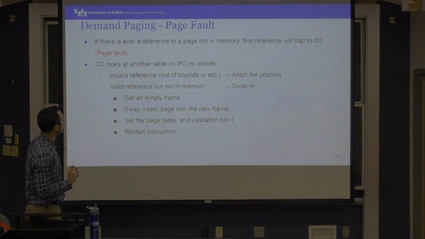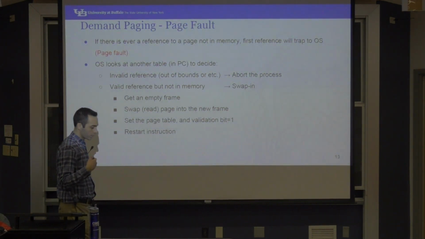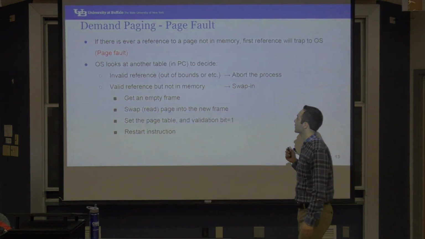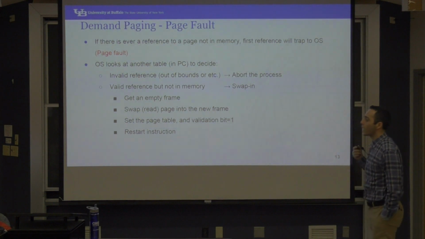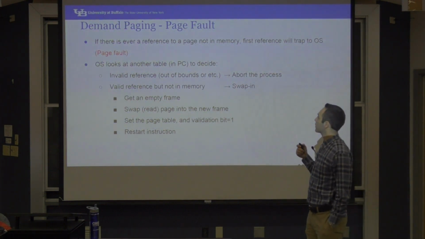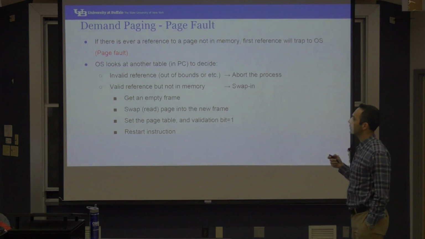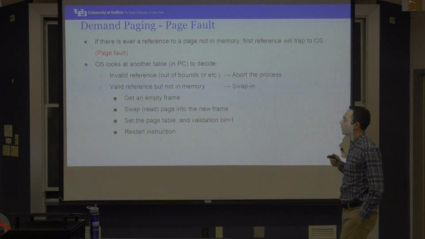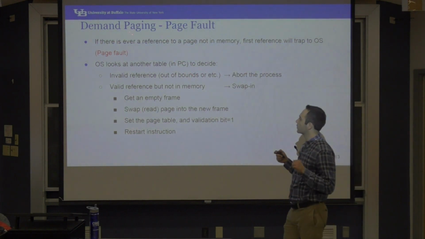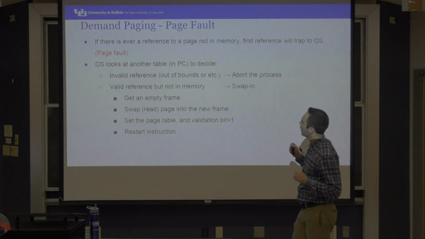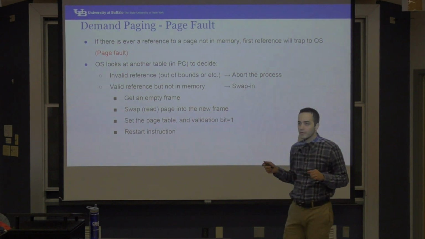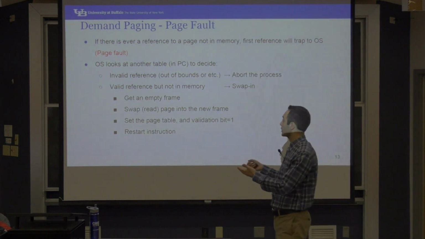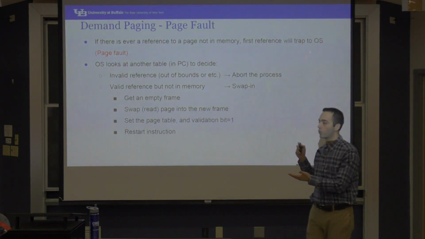So when a page fault happens, that means again a reference to a page that is not in memory. Either it's illegal, or it's just not there because of virtual memory. So in the page fault, the OS looks at another table in the PCB to decide if it's an invalid reference. That means this is a page that does not belong to the process, in which case we abort it.